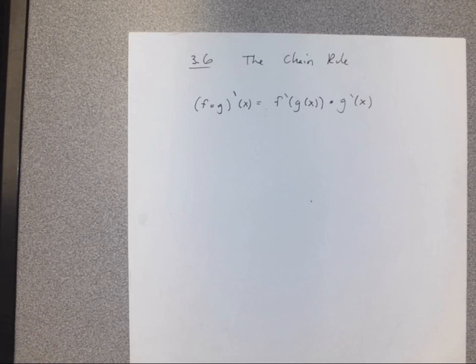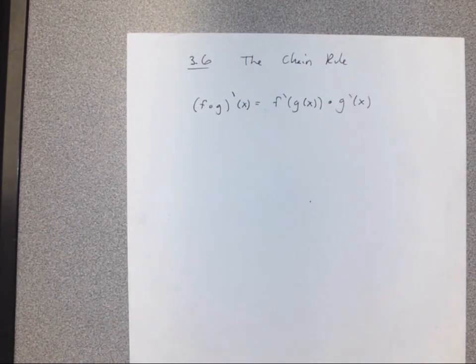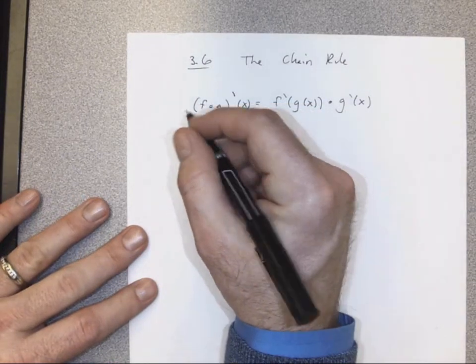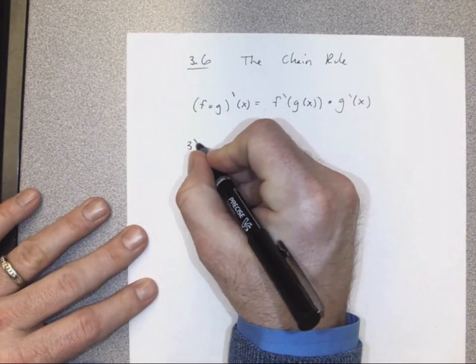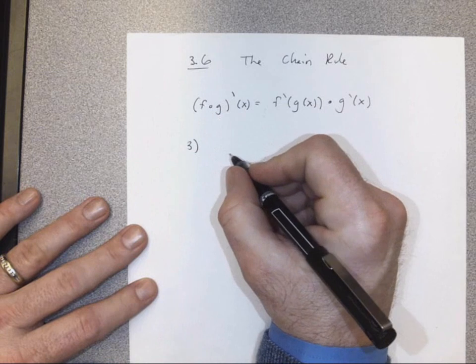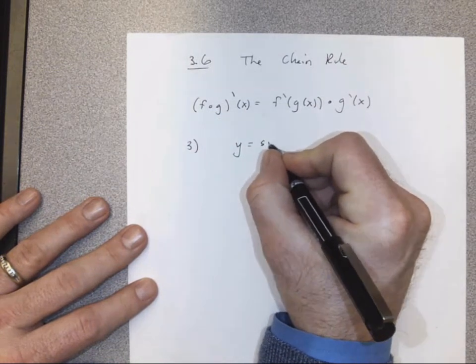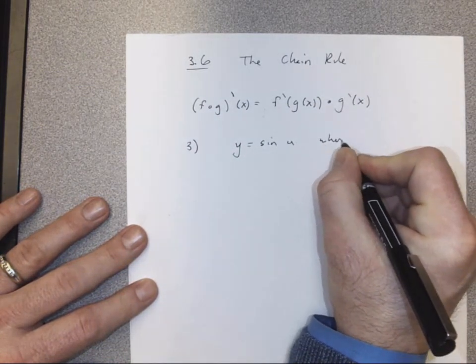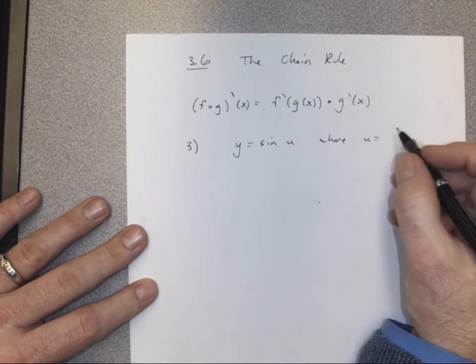So number 3 wants to use that dy dx is equal to dy du times du dx. It wants the elaborate notation for this one. But after 1 through 8, we're just going to do this notation because I think it's so much easier, all right? So I'm going to do it both ways to make sure that you guys can see it. So number 3 wants us to find the derivative, and it's kind of already pulled it apart. It says y is equal to the sine of u, where u is equal to 3x plus 1.